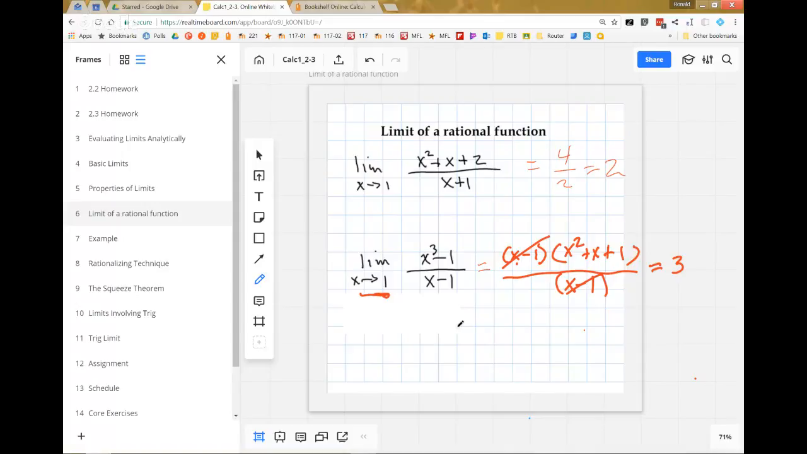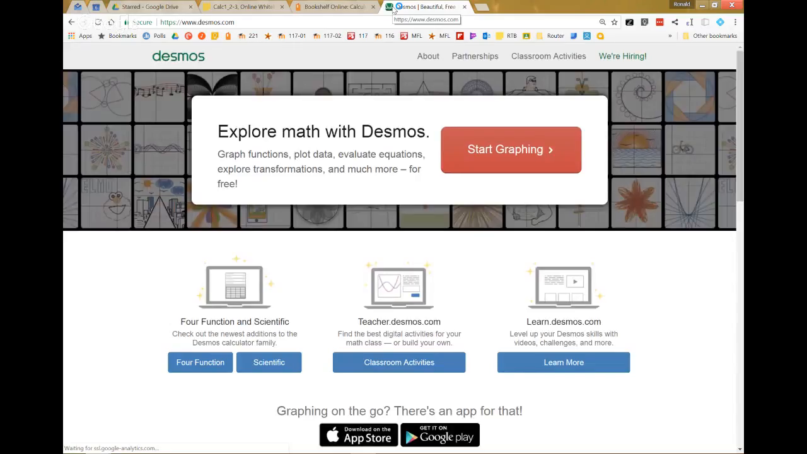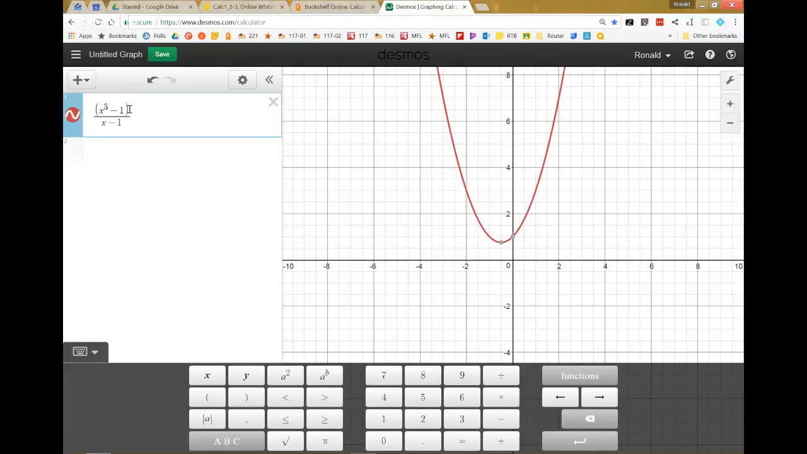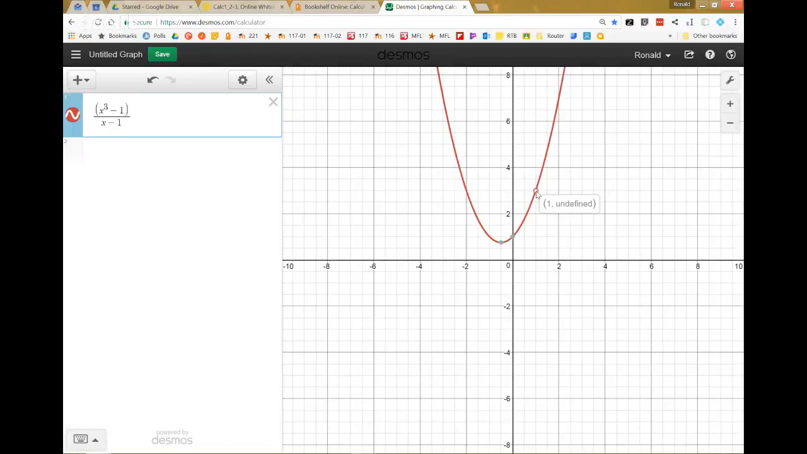So for example, let's take this expression and take a look in Desmos here. It was x cubed minus 1, and you have to put parentheses around there, divided by x minus 1. And then as x approaches 1, what happens? Well, 1 would be right in here, and x approaches 1 is right there. So when you plug in a 1, of course, you're going to get the 0 in the denominator, and that's why it says 1, comma, undefined. So there's actually a hole in the graph right there, but still, there's a limit.